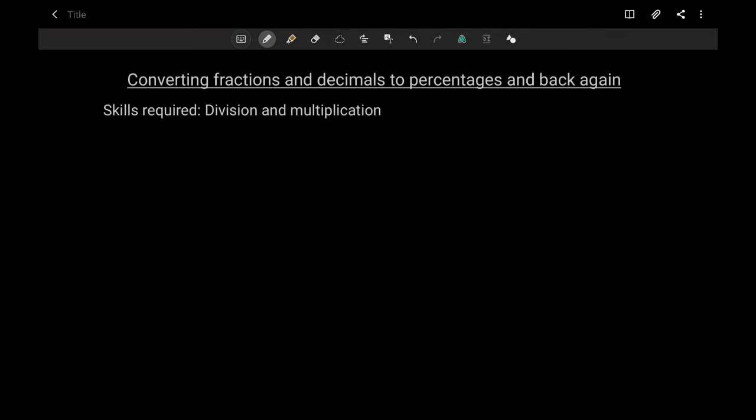In this lesson, you'll be learning how to convert fractions and decimals to percentages and back again. The skills required for this lesson are that you know how to divide and multiply. Before we begin, there is one rule that you need to remember. When you're converting fractions and decimals to a percentage, you need to multiply that fraction or decimal by 100. So let's take a look.